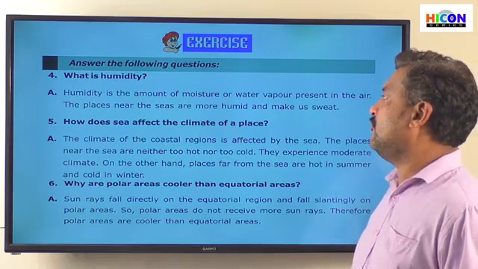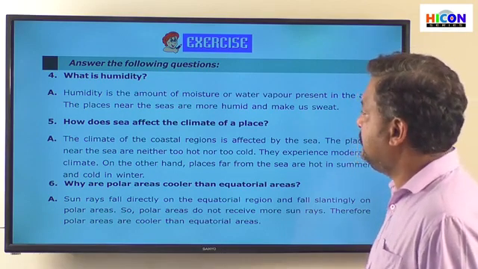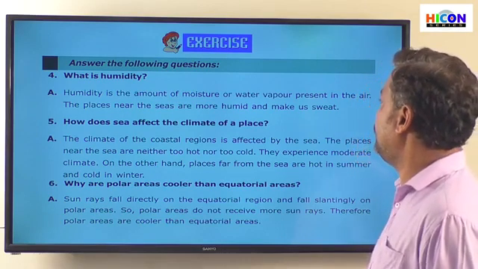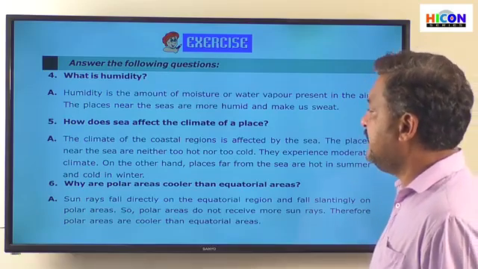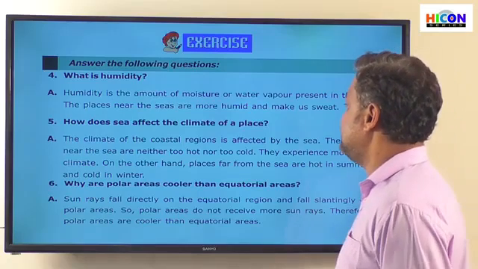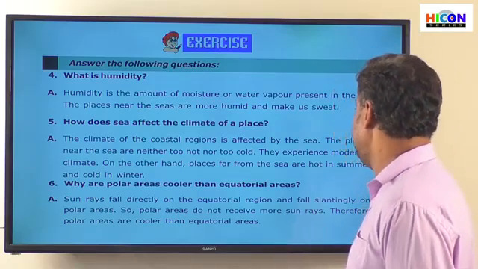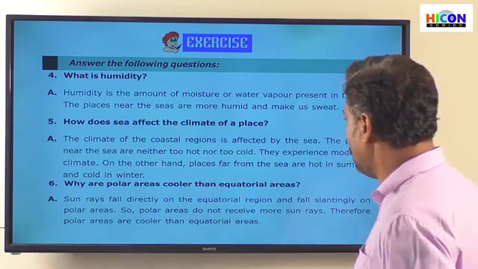Humidity is the amount of moisture or water vapor present in the air. The places near the seas are more humid and make us sweat. How does the sea affect the climate of a place? The climate of the coastal regions is affected by the sea. The places near the sea are neither too hot nor too cold.